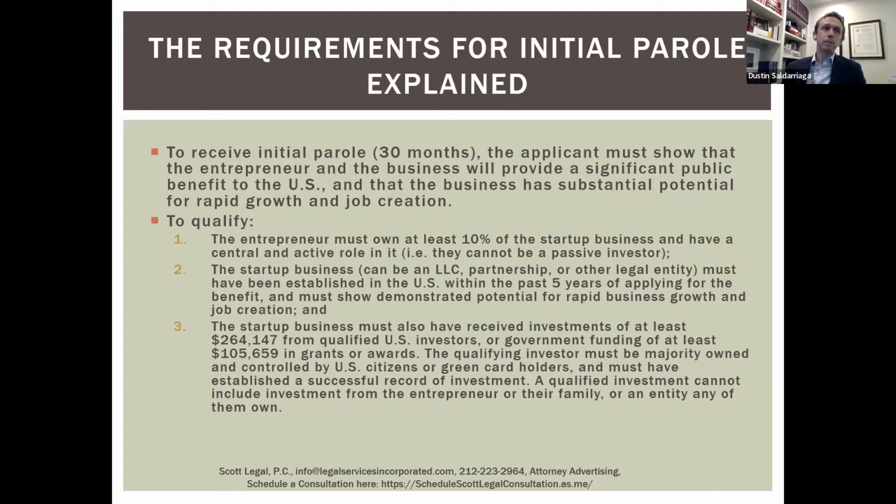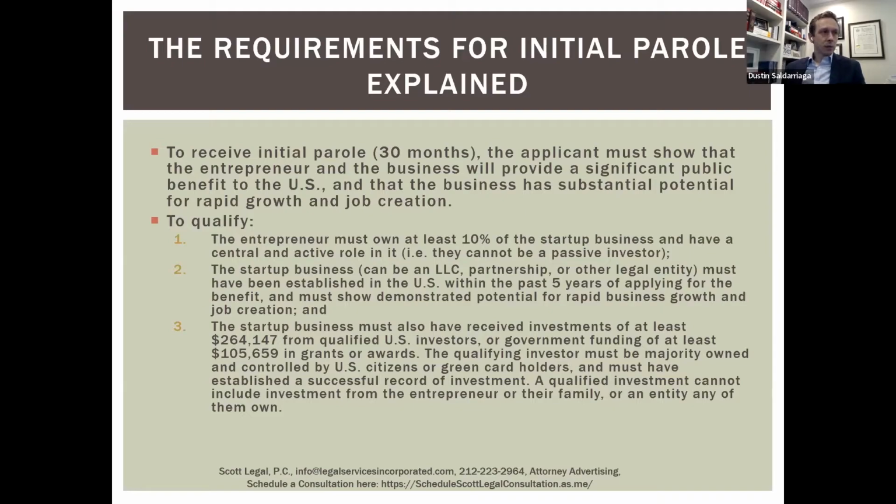And that's because, as we'll talk about, especially if you don't satisfy the investment requirement in the business, you can go back to this requirement that the business have substantial potential for rapid growth and job creation, and show the government evidence that that's the case. Even though the business hasn't received a significant investment amount, through evidence that we'll talk about, they do have the potential for rapid growth and job creation. So if your business does have that potential, there are ways to get around other weaknesses in the application.